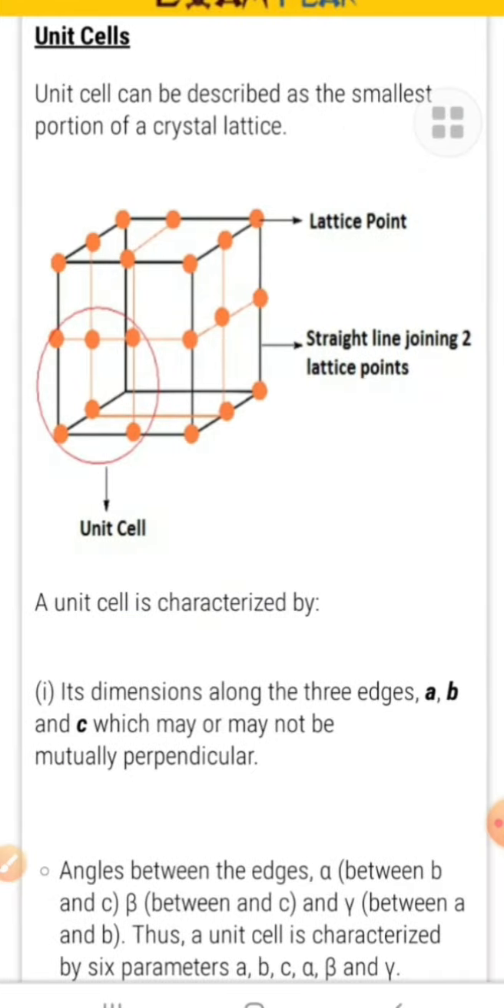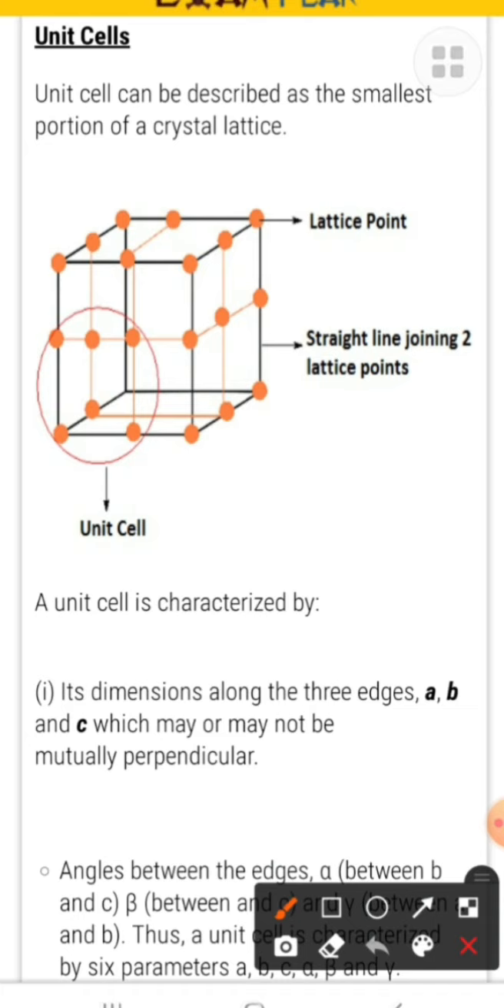Dear student, we are discussing crystal structures: the three-dimensional arrangement of particles in crystals. That is the unit cell. The smallest repeating structural unit of a crystalline solid is called the unit cell. A unit cell can be described as the smallest portion of a crystal lattice.